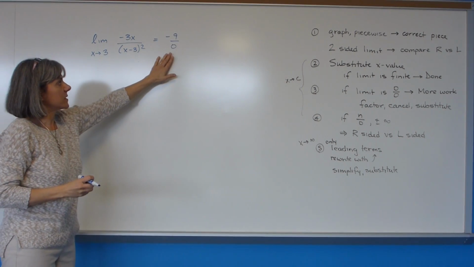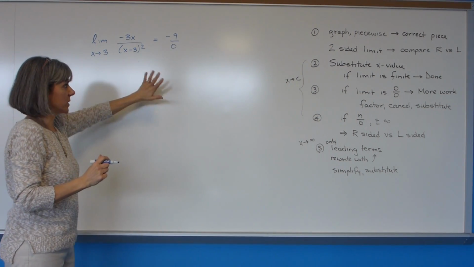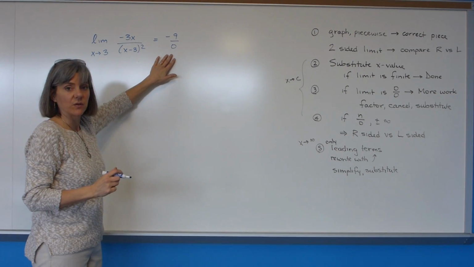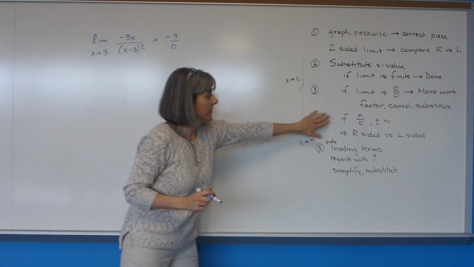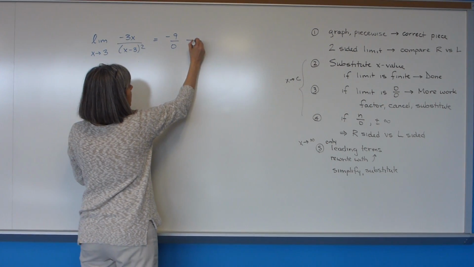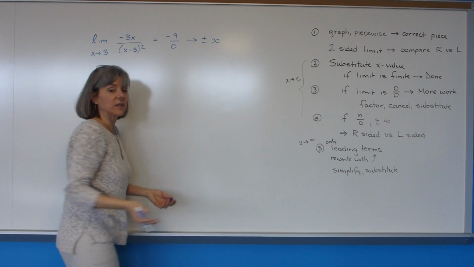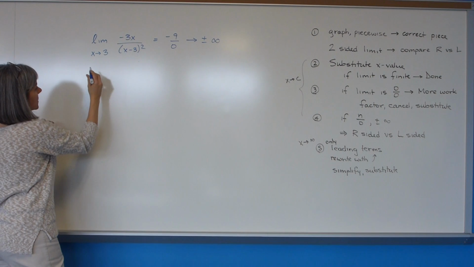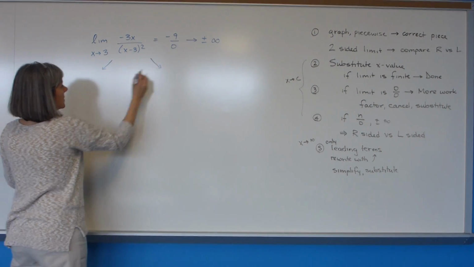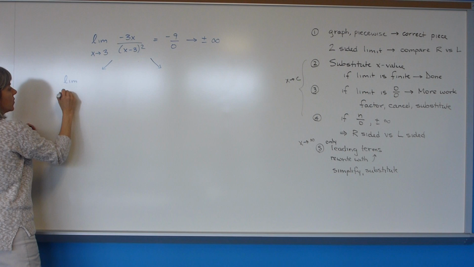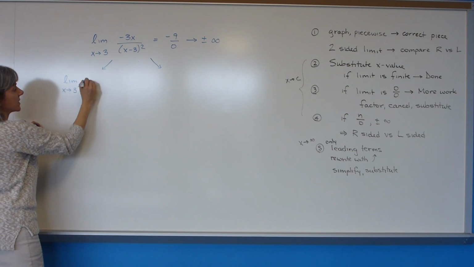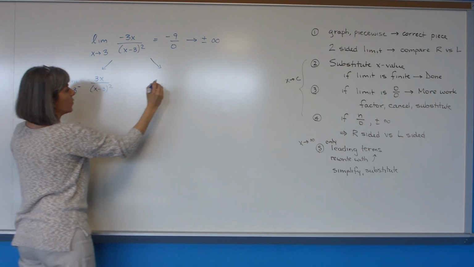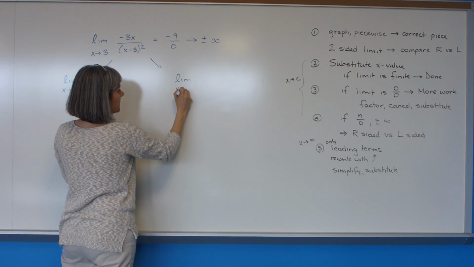Remember, if it's a finite constant number, we're done. That's not here. If it's 0 over 0, that means we have a hole in the graph. We have to do some factoring and canceling. That's not here. We have n over 0, which means this is going to some plus or minus infinity. We don't know which. So it may be different on either side, so we need to check. So this is where we're going to split. And we're going to have two different limits. One as x approaches 3 from the negative side, and one as x approaches 3 from the positive side.